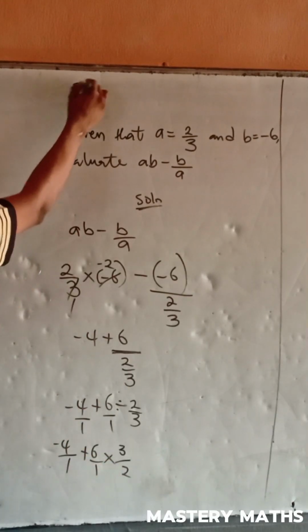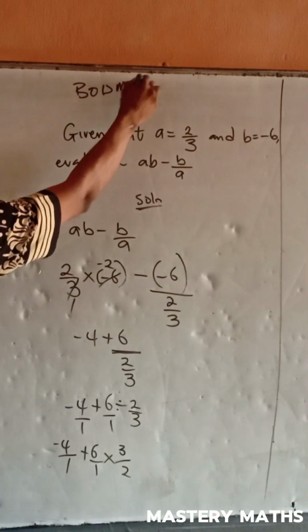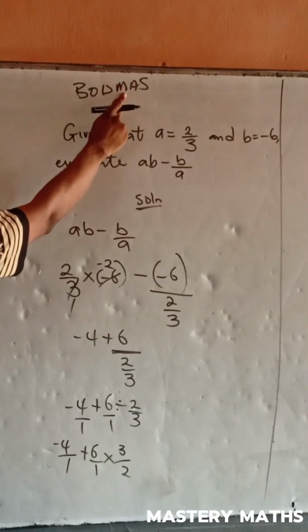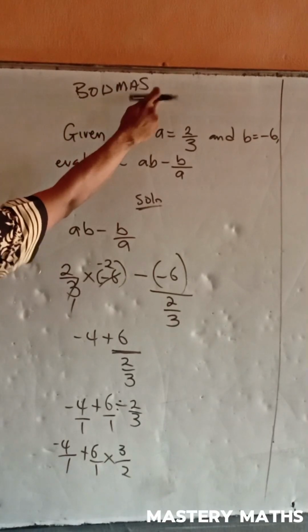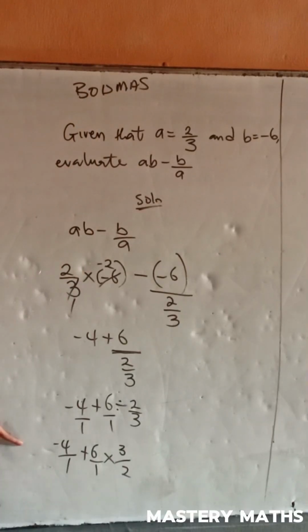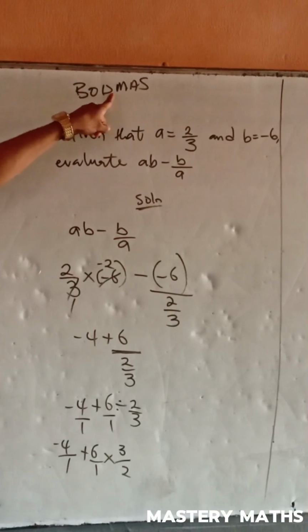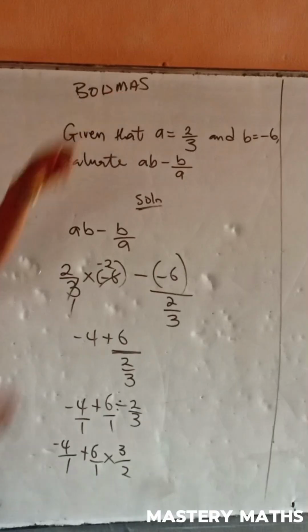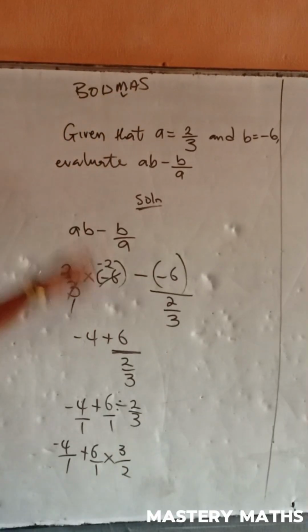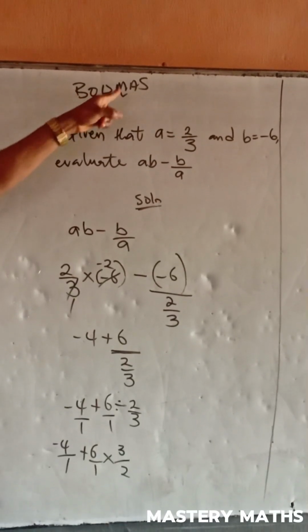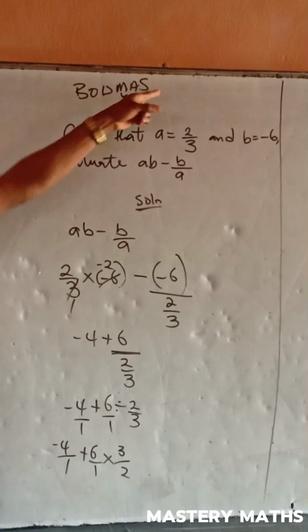Now look at the board. You have your BODMAS: brackets, of, division, multiplication, addition, and subtraction. Now if you check here, there's no bracket, there's no of, no division sign. You have a multiplication sign. So we are going to multiply first. According to the law of BODMAS, you have brackets, of, division, multiplication, addition, and subtraction.